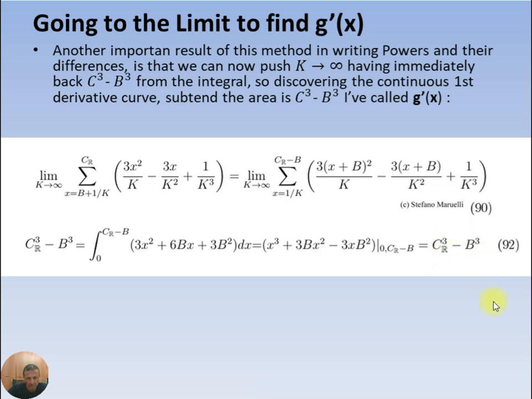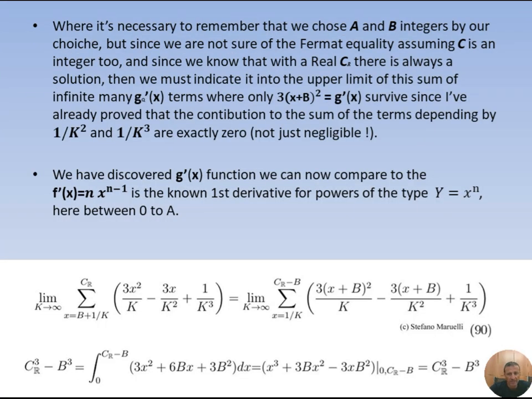This will be very different from the last trick I will do to prove Fermat's last, you will see in a while. So once again, to be fully clear, we choose a and b integers, and we are not sure in case of Fermat equality if c is an integer or not. We are just sure that if c is an irrational, there is for sure a solution.